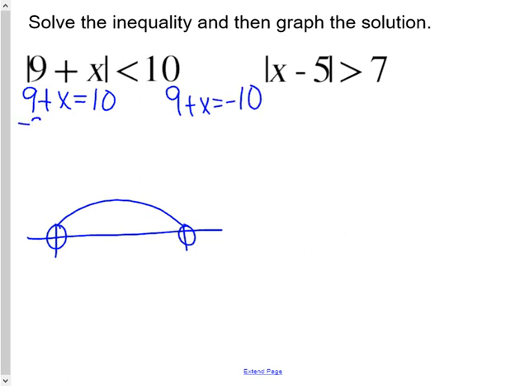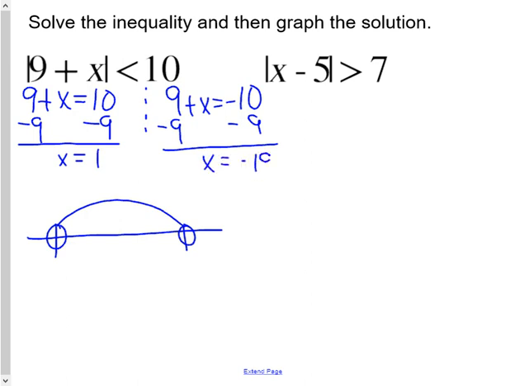Find the 2 numbers. Notice the steps for solving are the same on both. We're subtracting 9 on the left, we're subtracting 9 on the right. X is 1, we get x is -19. So -19 and 1 are our answer.